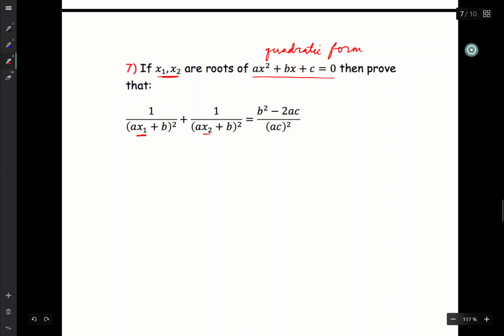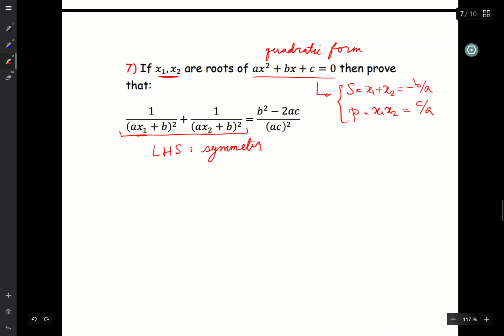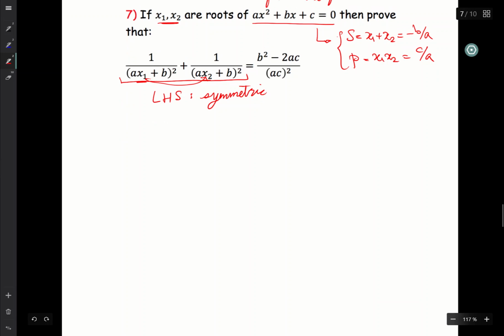So when we get this, the things that we immediately know is the sum of the two roots, which is minus b over a, and the product x1 x2 is c over a. And when we look at the left hand side here, we see that it's a symmetric expression, which means that if I interchange the position of x1 and x2, it gives me the same thing.